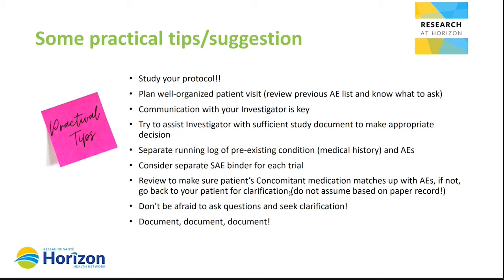Reviewing your patient chart from the previous visit and looking at the AE list really helps to save time and work more efficiently. Communicate with your investigator. That's obviously the key. Try to assist your investigator with sufficient study documents to make appropriate decisions. Maybe you want to have a copy of the protocol or a specific section that's relevant to that AE that you're investigating, to quickly reference as he's making his decision.